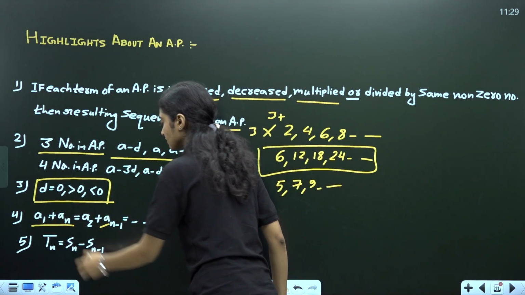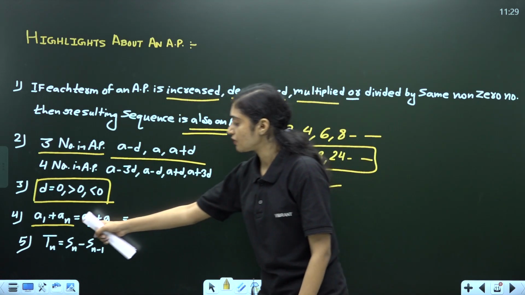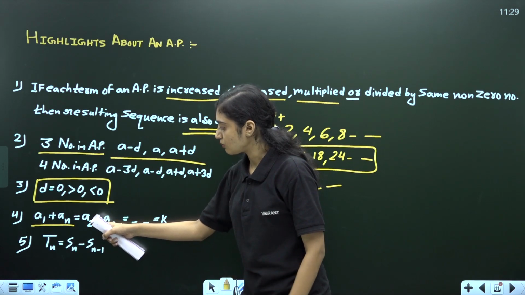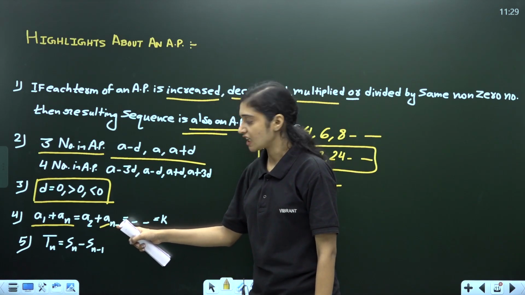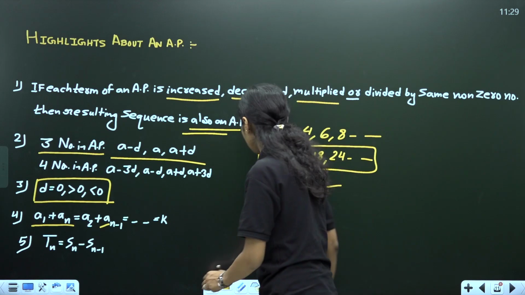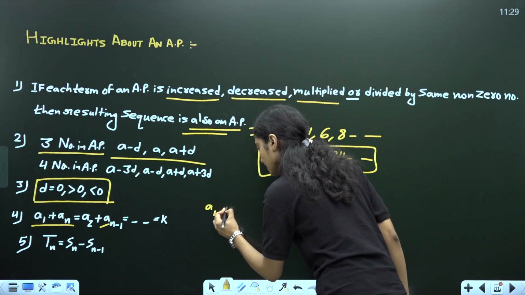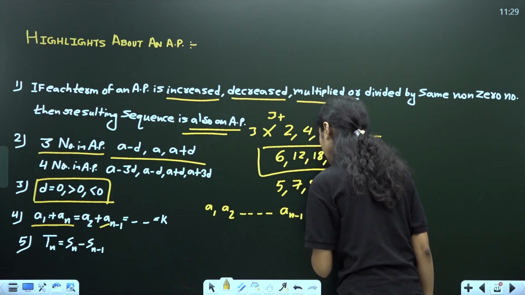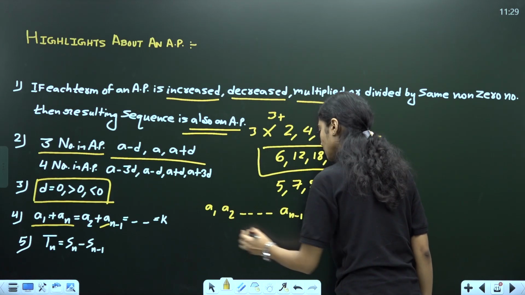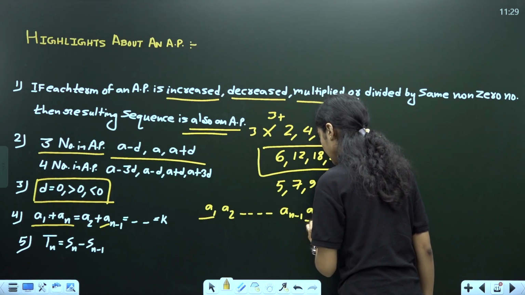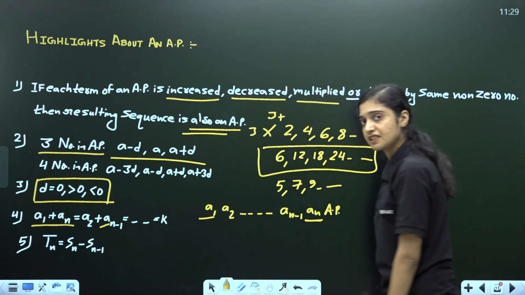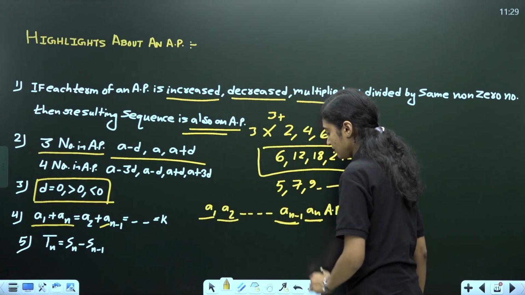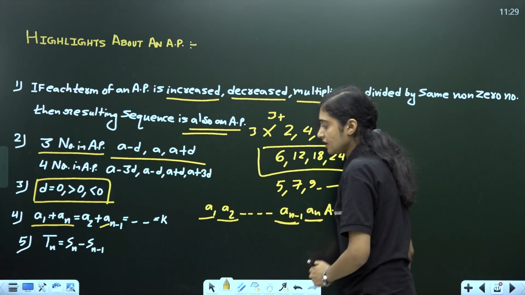This is a result: the sum of the first and last terms, and the sum of the second term and the second last term, are constant. Like a1, a2, up to a(n minus 1) and an are in AP, suppose. Then the sum of the starting first term and the ending term is the same as the sum of the second term from the start and the second term from the last, and remains constant.